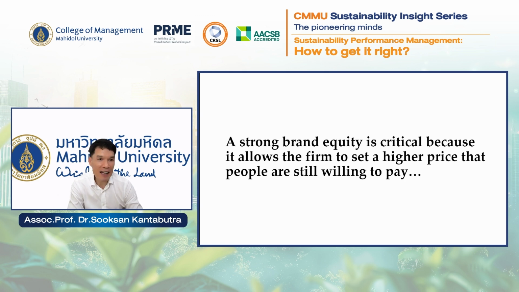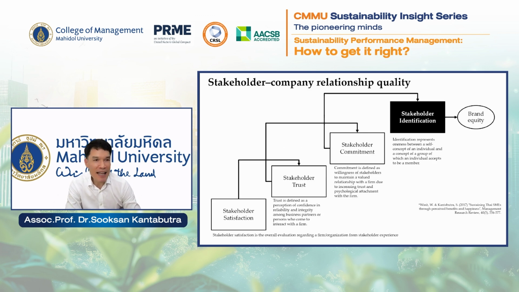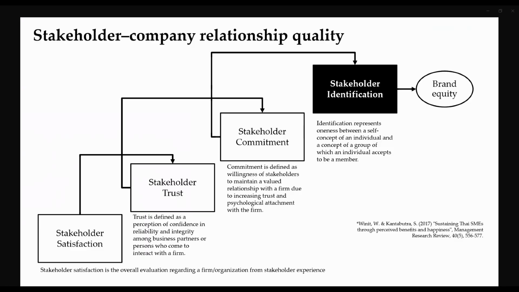This is from empirical study, time and again. Okay, so if your company has a strong brand equity and you increase the price, people still don't leave you. They are still willing to pay. Why is that? Because they identify themselves with you, remember? Right? So the relationship quality here is stakeholder identification. So they are actually identifying themselves with you. So they won't leave you even if you set a higher price.